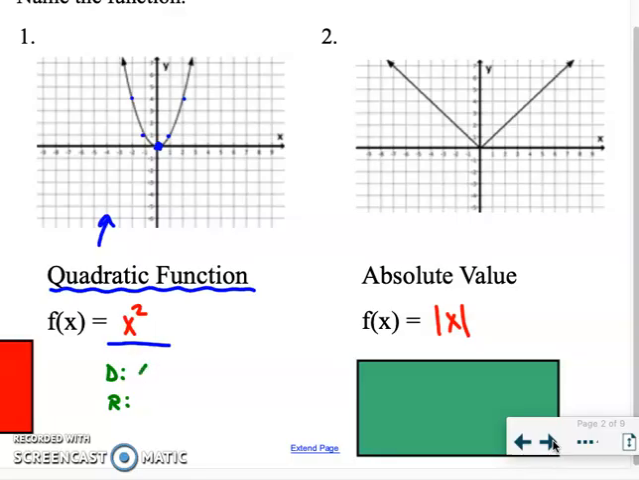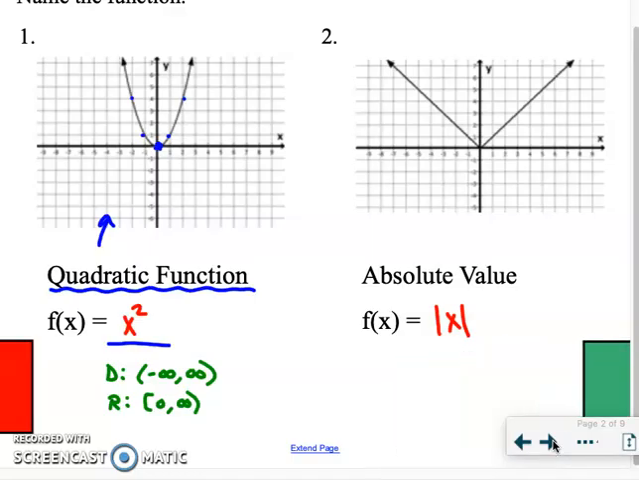Back to the quadratic, the domain, as we can see looking at the x terms, has no restrictions in place on x. So we can move from negative to positive infinity. The range, though, cannot be negative. So the lowest value that we start with is 0, extending all the way to infinity.